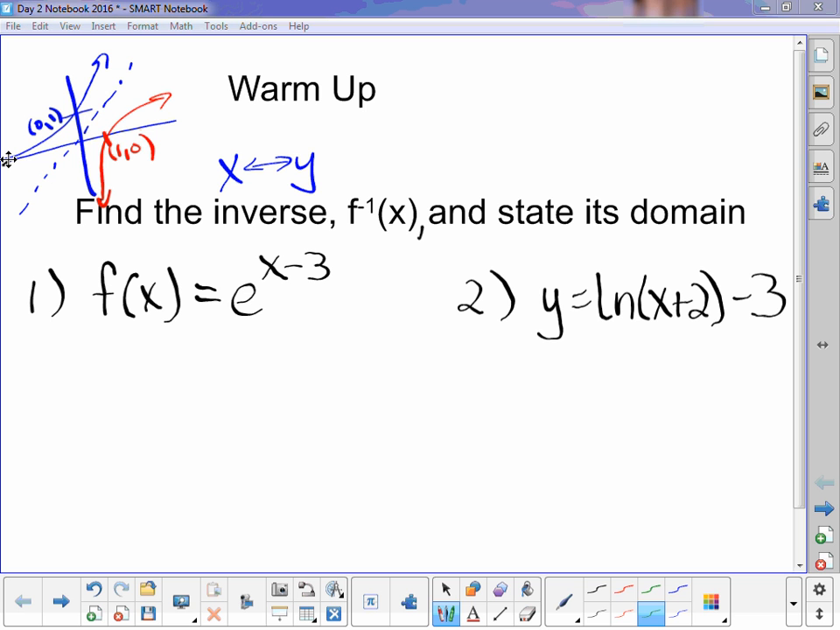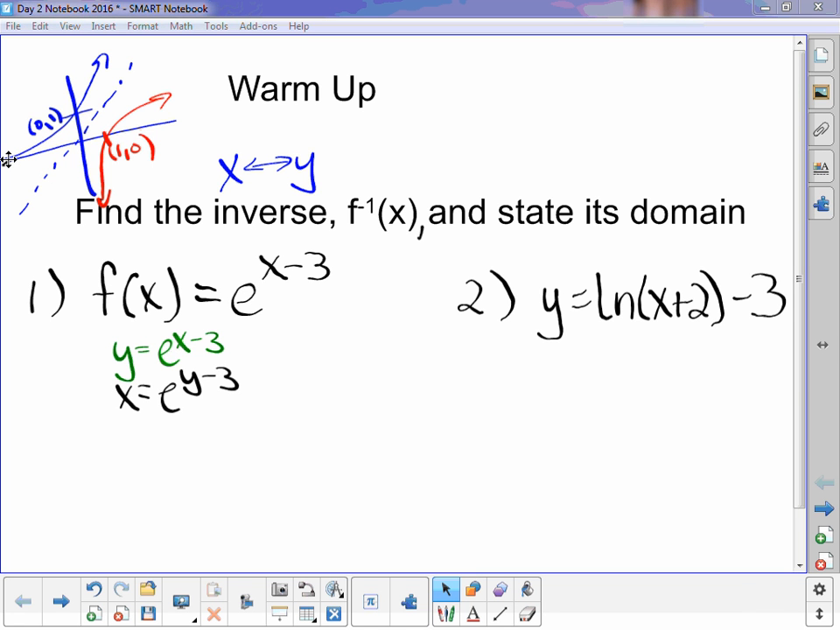Alright, so again, we want to switch x and y. Typically, it's easier to just rewrite this as y equals, rather than having to write the inverse notation over and over again. So the big idea is to flip-flop those. Now we need to solve for that y, so that we can have that function notation. But our y is trapped up in that exponent. So how do I undo the e so I can get my y out of the exponent?